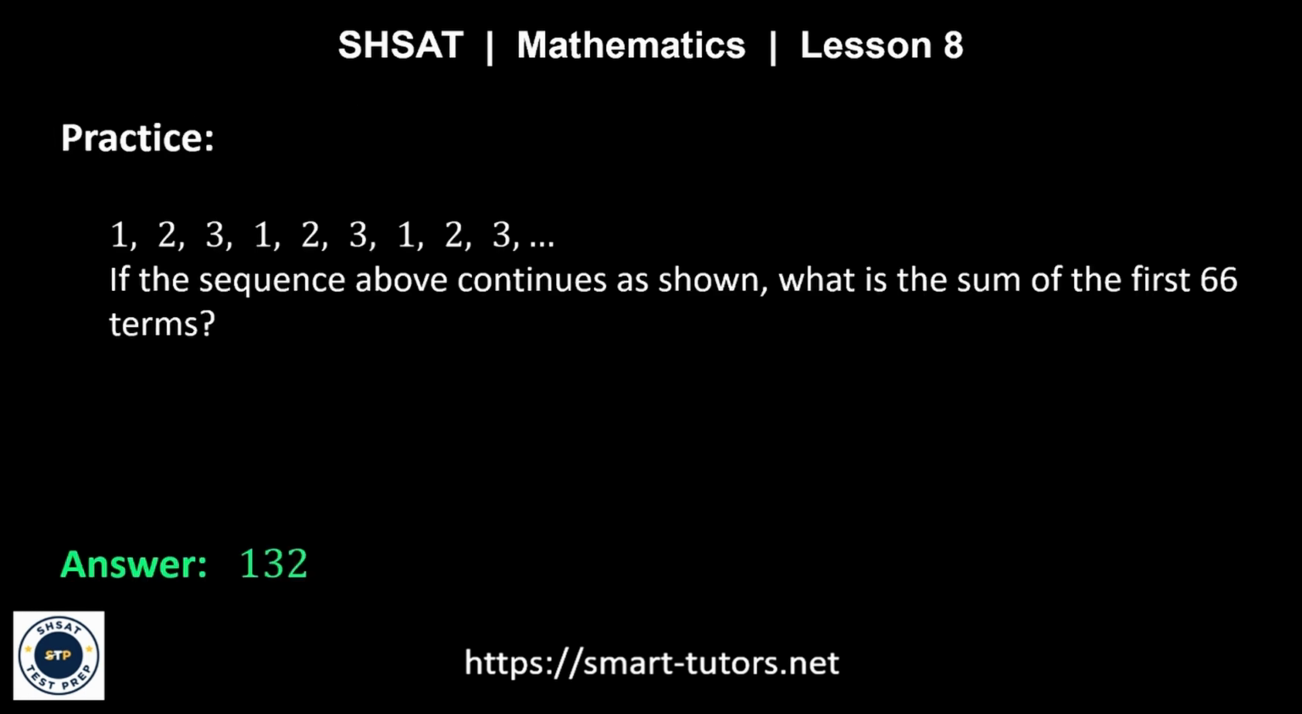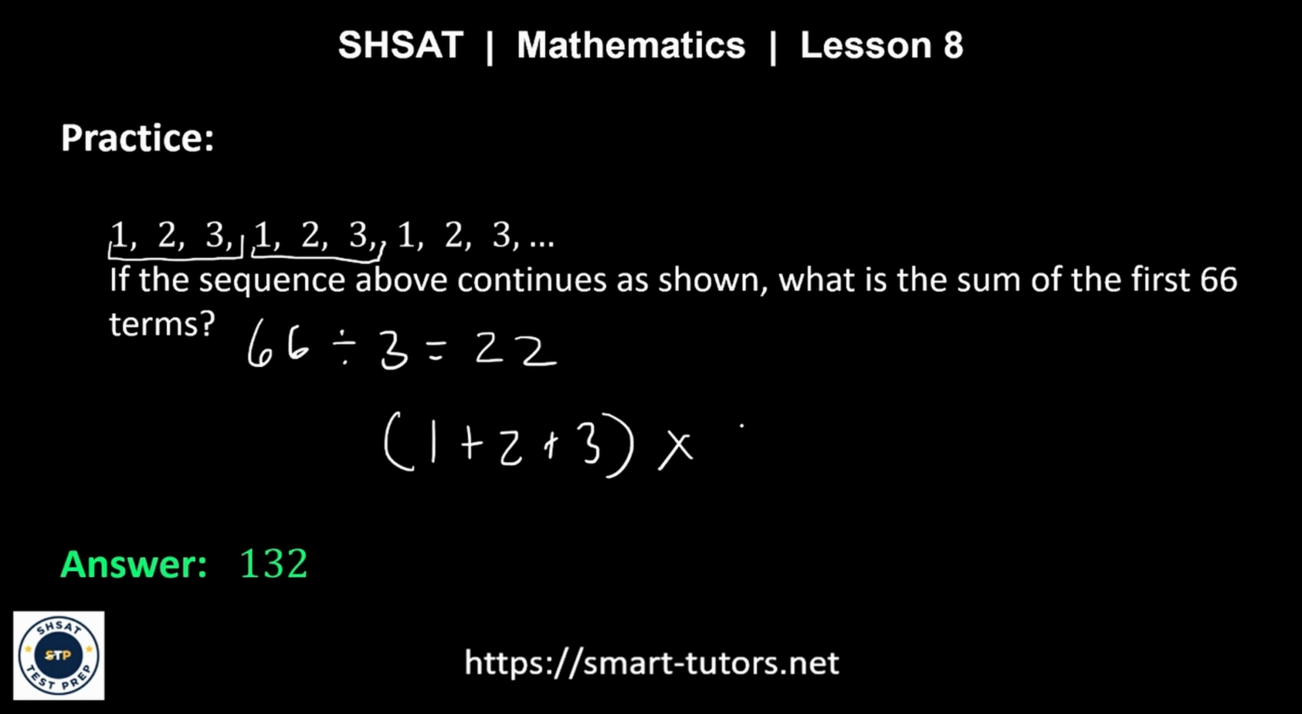Take a moment and pause this video and try this question. So as you can see, this set has a repetition of 1, 2, 3. If the sequence above continues as shown, what is the sum of the first 66 terms? So since these are repeating in sets of 3, we divide 66 by 3, and that gives us 22. There's no remainder, so we can simply add 1 plus 2 plus 3 and multiply that by 22, and that will give us our answer. So 1 plus 2 plus 3 is 6, times 22.